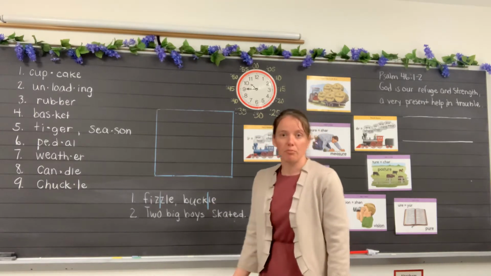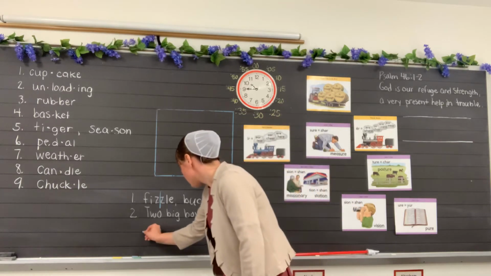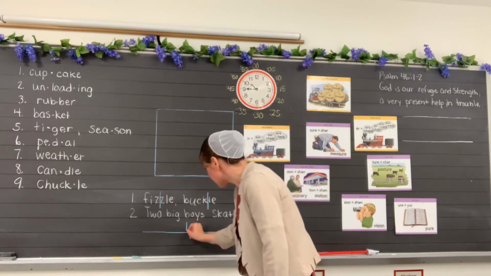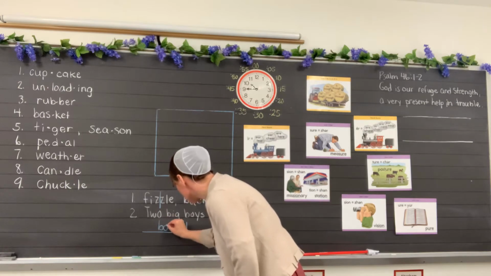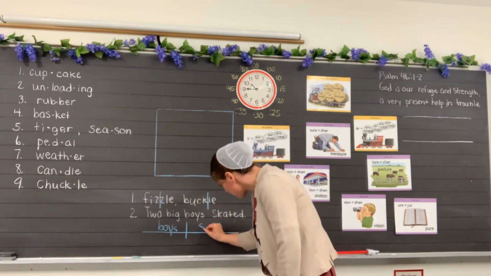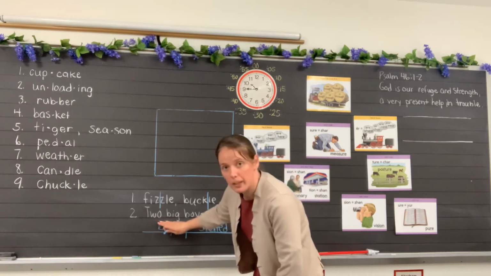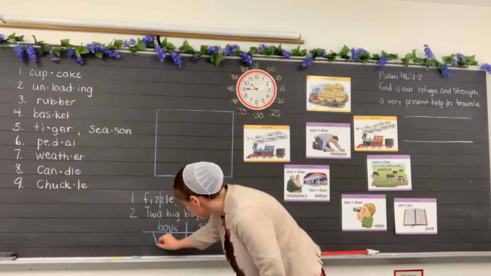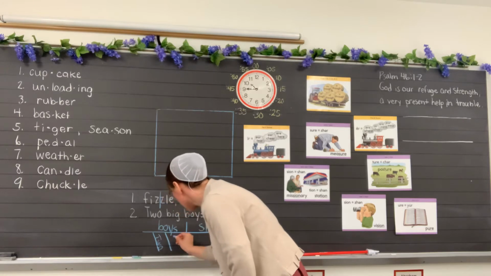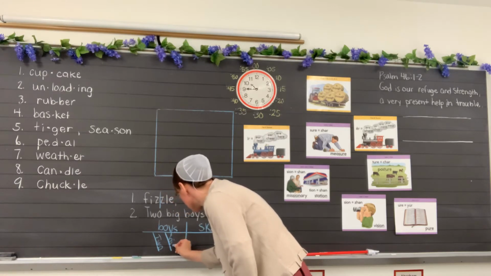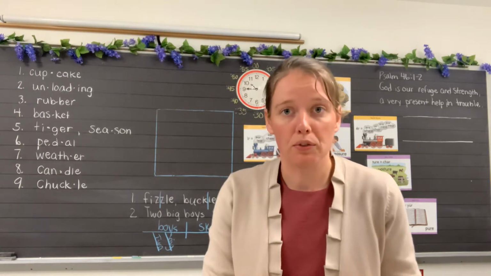Okay, let's review diagramming. So we have two big boys skated. So we just draw a line like this, and then boys goes over here because that's the noun. And skated goes here because it's the verb. And then two and big are describing words. They go underneath the noun. So we have two and big. Okay, like that. All right, so let's go back into what we have today.